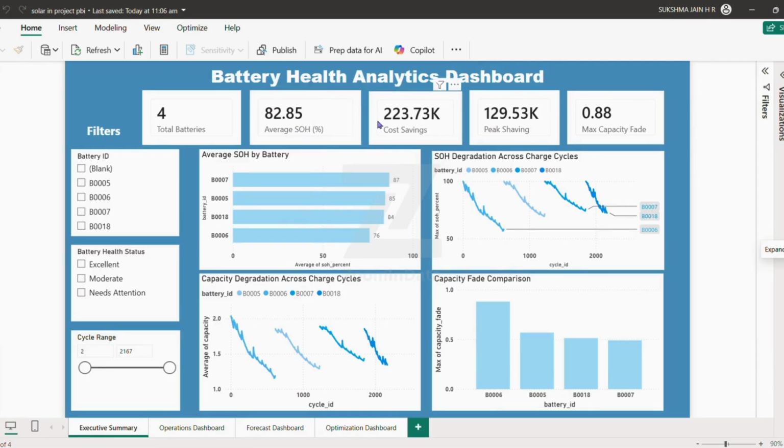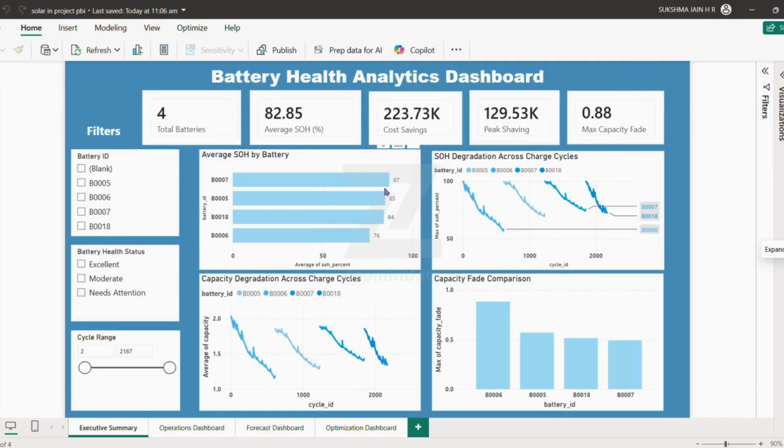Next is estimated cost savings. This represents the estimated reduction in electricity cost achieved through charging optimization and peak load management, followed by the peak shaving amount KPI card. This card shows the total electrical load shifted away from the expensive peak hours, reducing demand on the electricity grid. Last but not the least is the max capacity fade, which indicates the highest battery capacity loss observed during the analysis, helping identify batteries that may require maintenance.